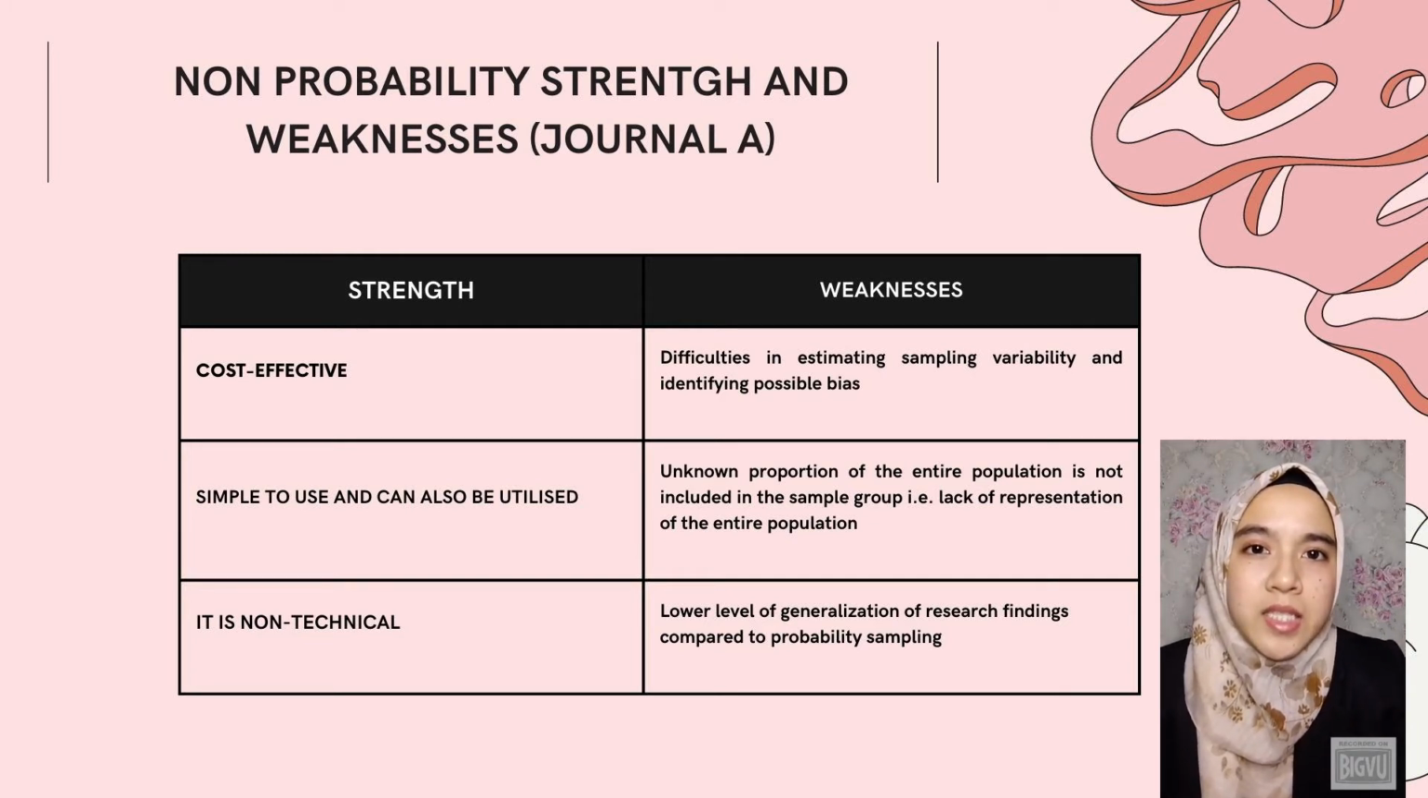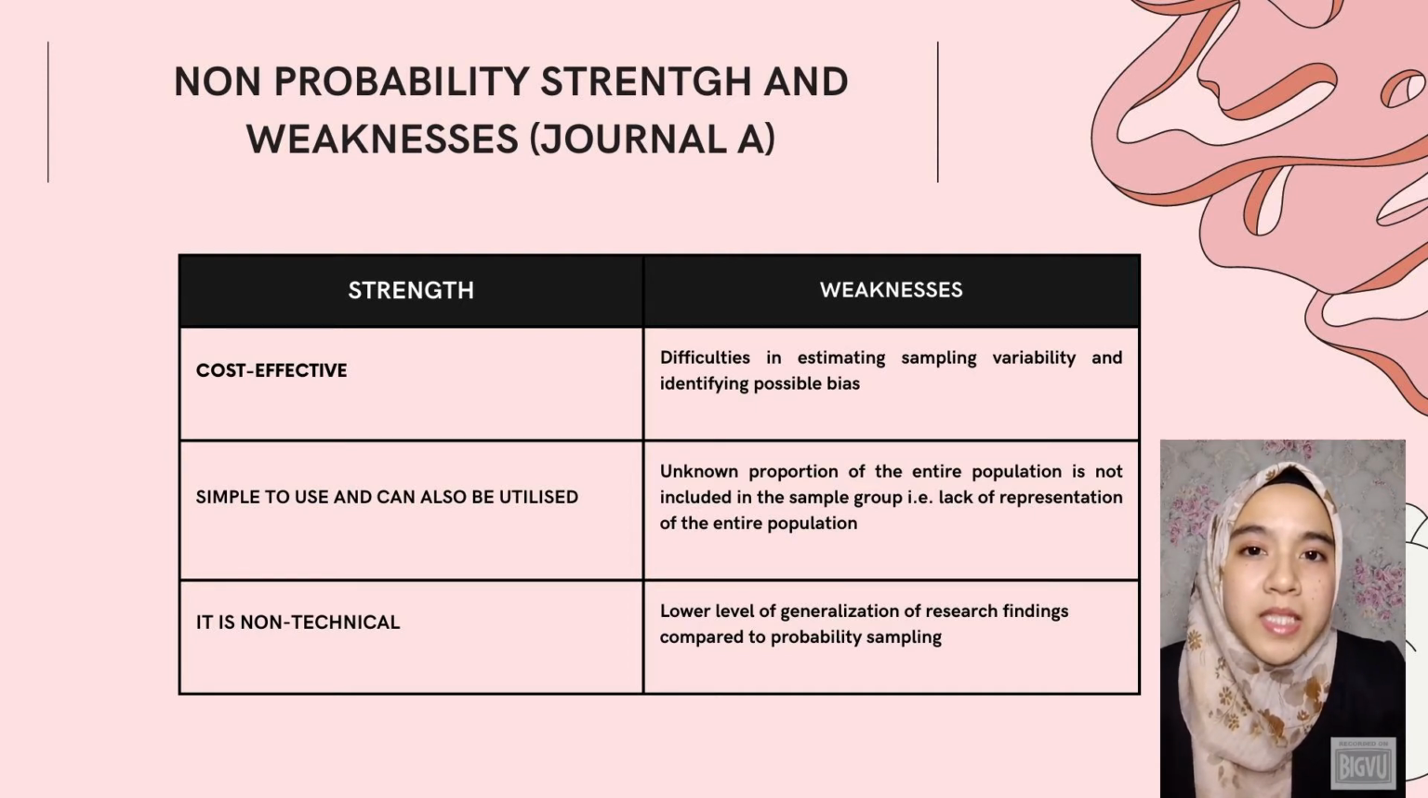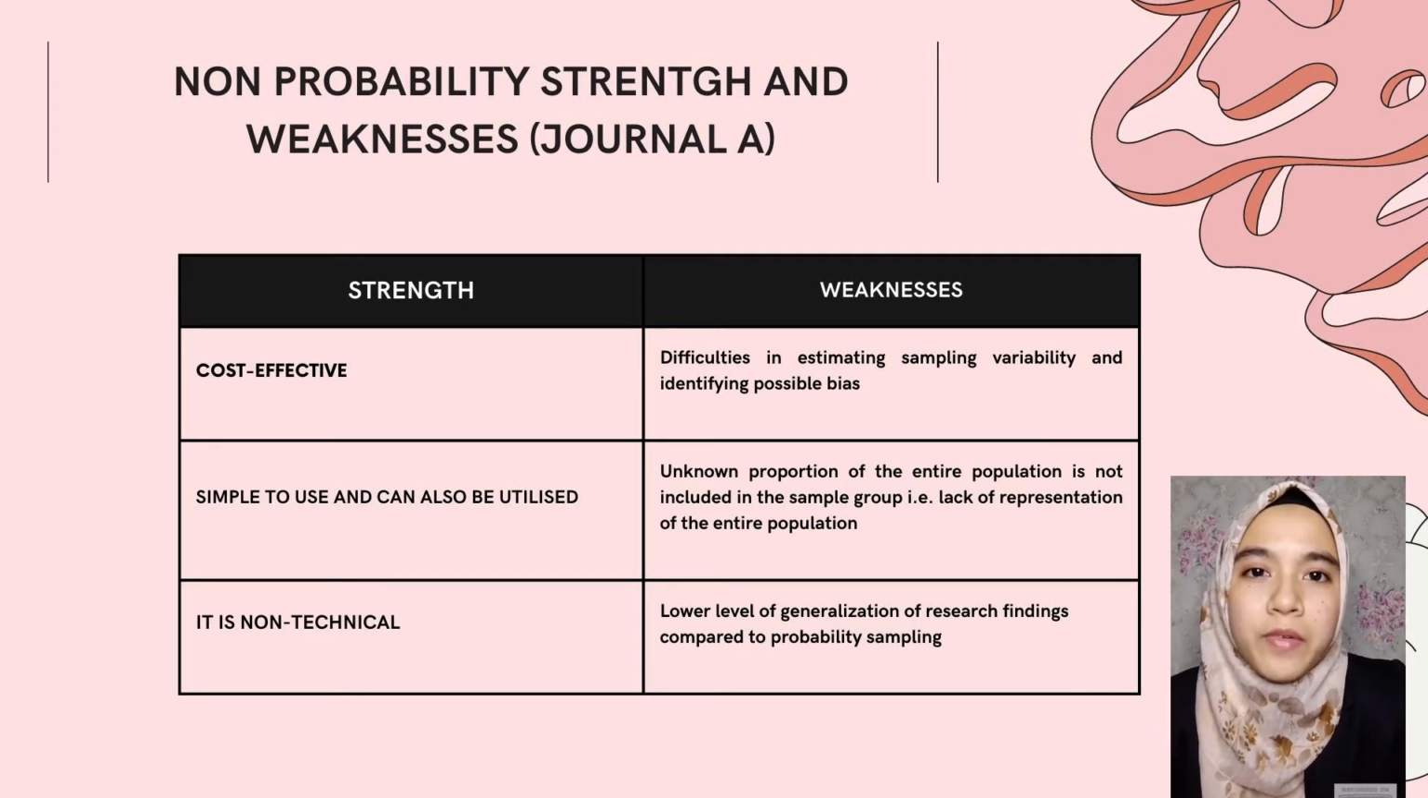The sample size is likewise unknown because there is no method to measure the border of a research relevant. We may later discover that we require more or fewer individuals, wasting time and money. The downside of the non-probability sampling method is that an unknown proportion of the entire population was not sampled. This entails that the sample may or may not represent the entire population accurately. Number 3, the result of the research cannot be used in generalization pertaining to the entire population. And the last one is lower level of generalization of research finding compared to probability sampling.